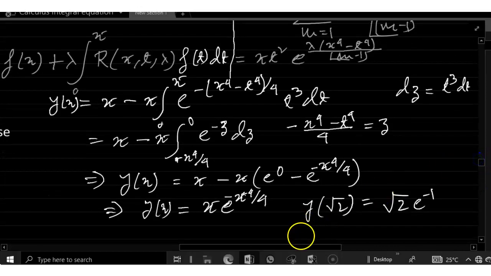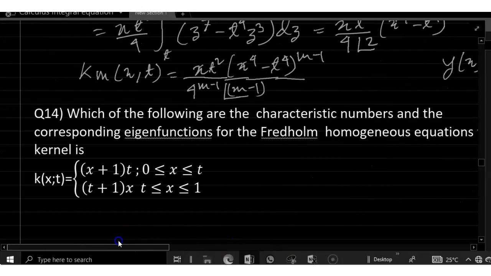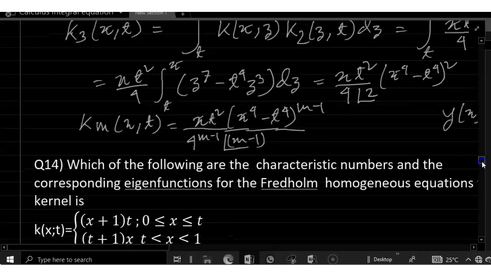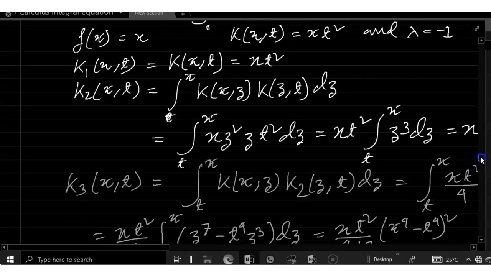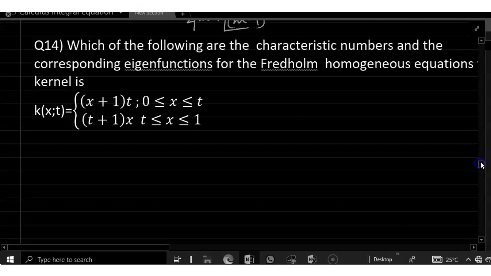So my answer is root 2 e inverse. Now we are going to solve the next problem, problem 14.